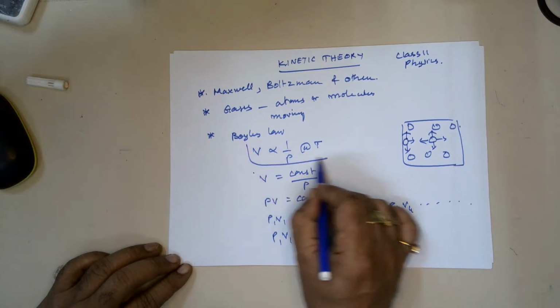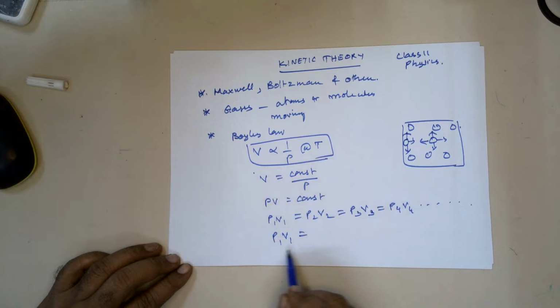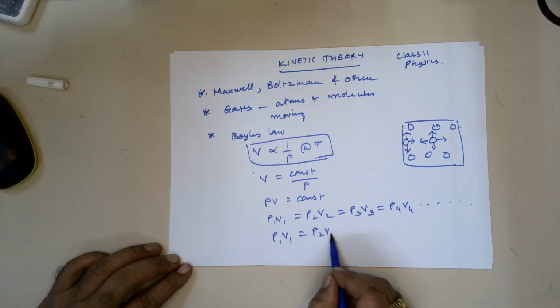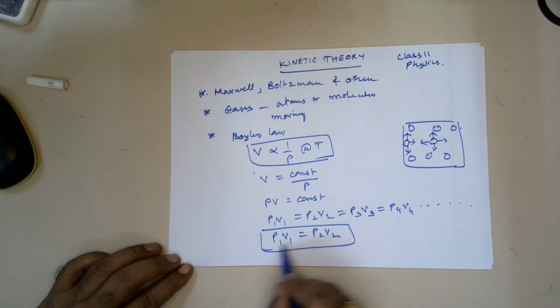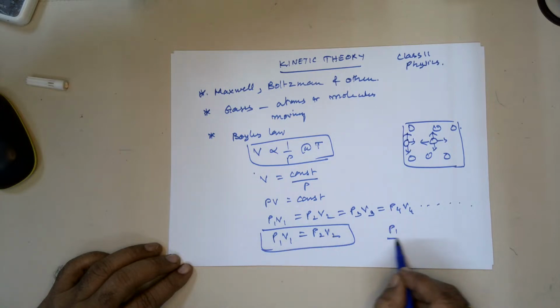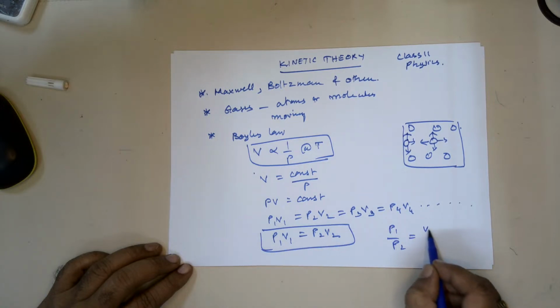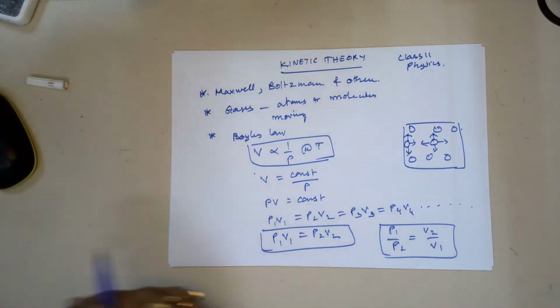So Boyle's law can be represented by this equation also. One is this one, another is this one. Now we can bring this P2 here. So P1 by P2 is equal to V2 by V1. So like this also we can represent.